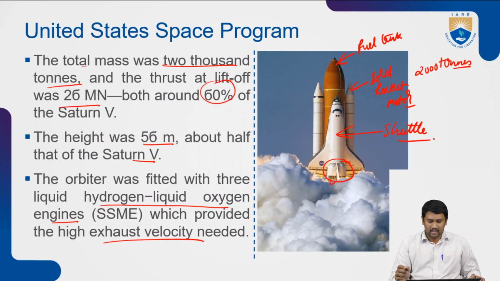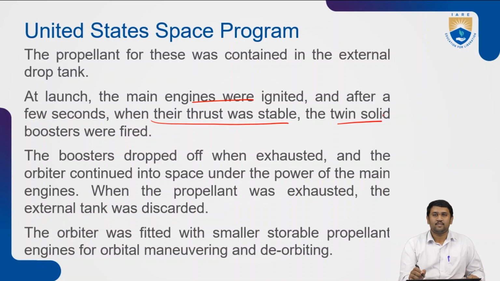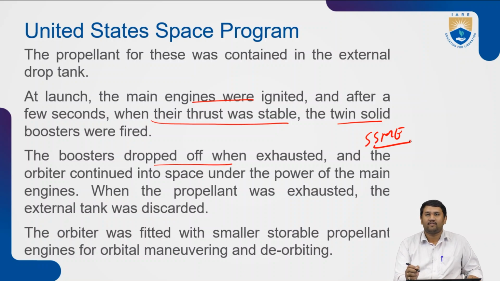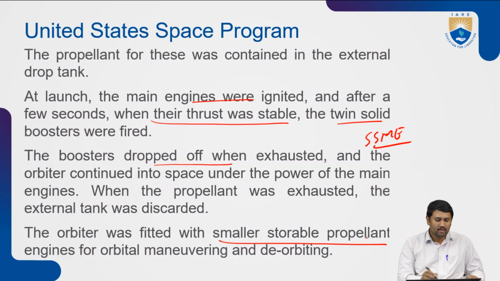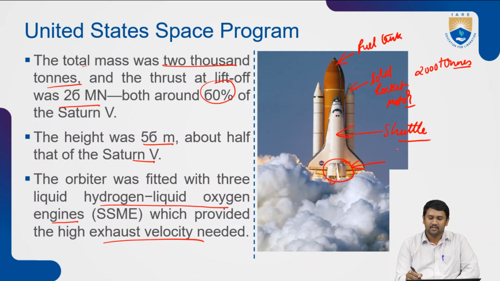And this will be your shuttle. Right? The propellants for these were contained in the external drop tank, and at the launch the main engines were ignited, and after a few seconds, when the thrust was stable, the twin solid boosters were fired. Boosters are dropped off when exhausted, and the orbiter continued into space under the power of the main engines, particularly the SSME engines. When the propellant was exhausted, the external tank was discarded. The orbiter is fitted with small storable propellant engines, particularly for orbital maneuvering and deorbiting. These are your maneuvering engines.